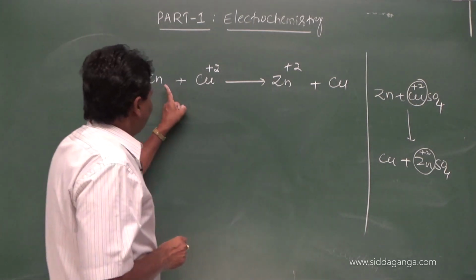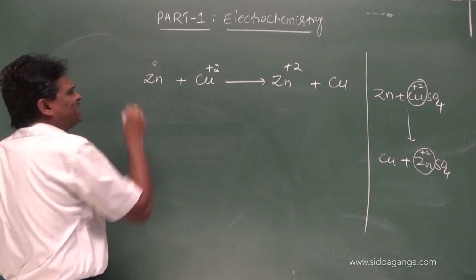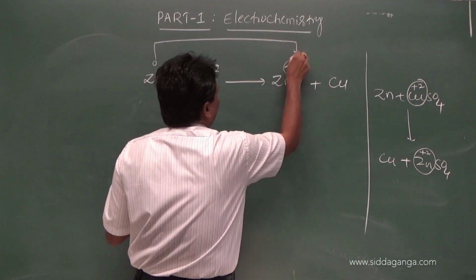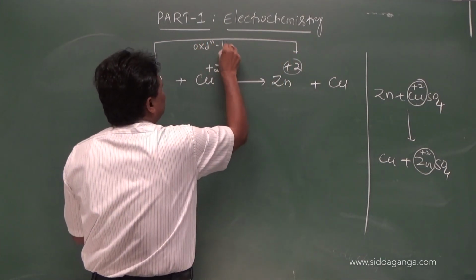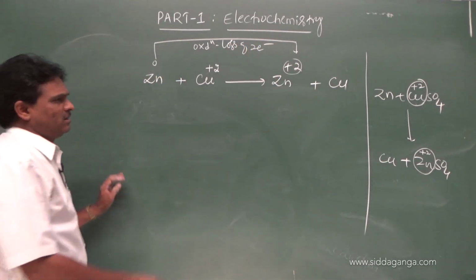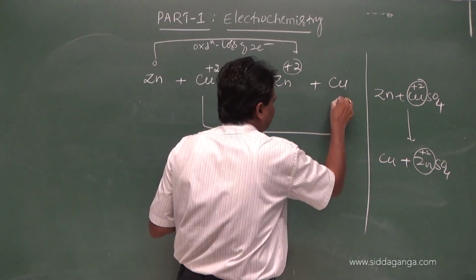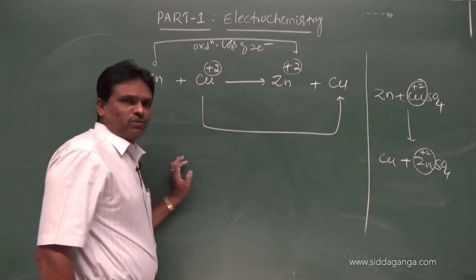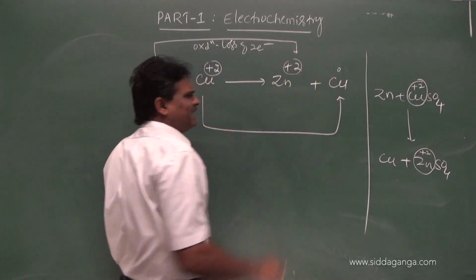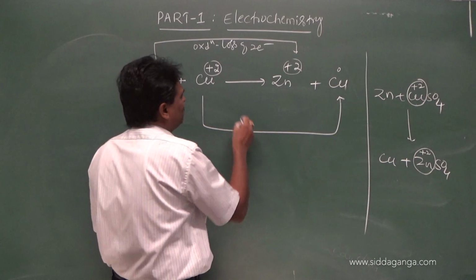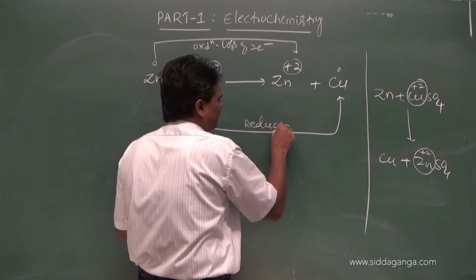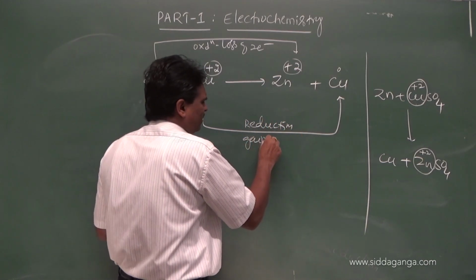Is it clear? In this reaction, the oxidation state of zinc is 0, but here it is +2. So 0 to +2 is oxidation, a loss of 2 electrons. Now the copper ion: the oxidation state of copper is +2, and here it is 0. It gains 2 electrons and is converted into copper. The process which involves the gaining of electrons is called a reduction reaction. Gaining of 2 electrons.